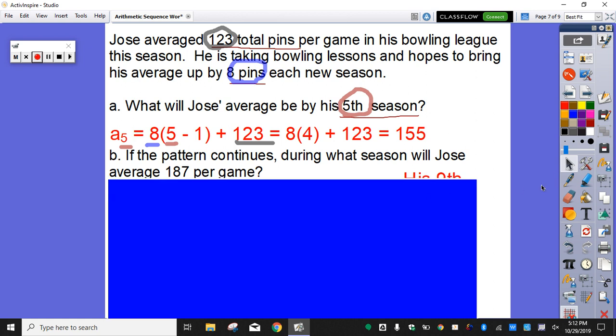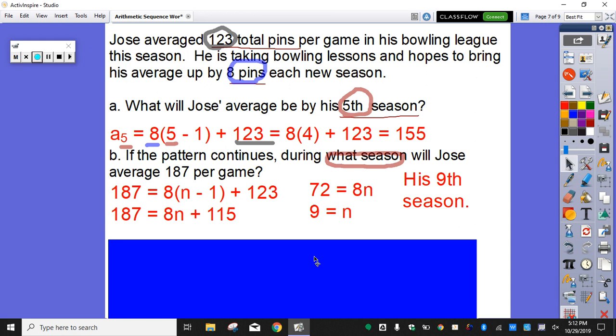Here's the second question. If the pattern continues, during what season will Jose average 187 per game? Here we are again, check your units. 187 what? Pins, right? So they've switched it up, and this time I am trying to find N because it says during what season. Seasons were my N value.